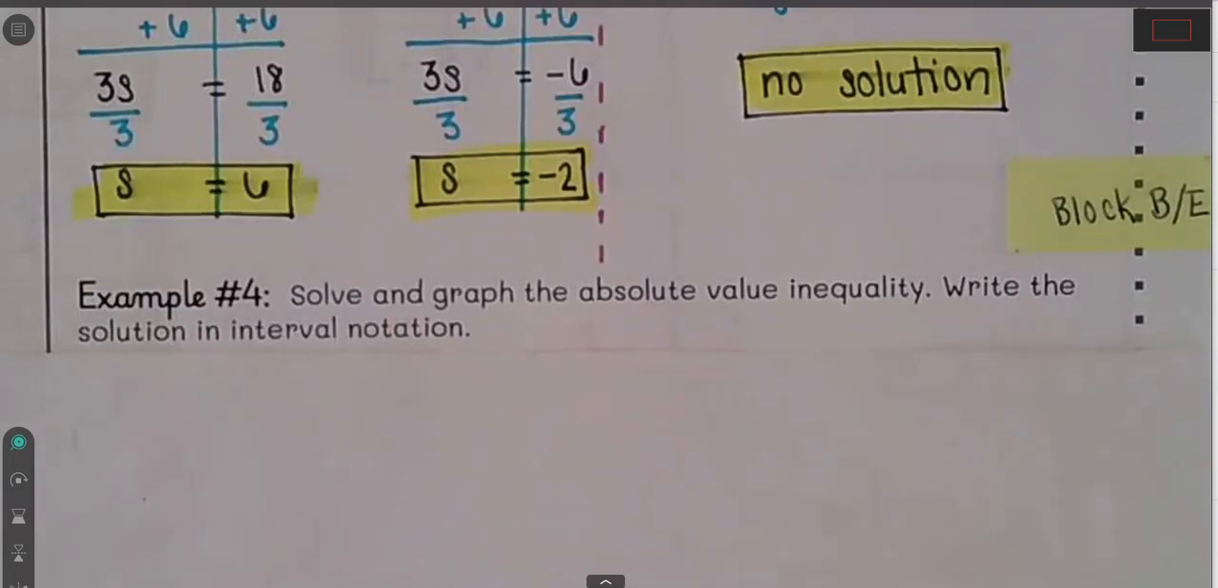All right, ladies. Example number 4. Solve and graph the absolute value inequality. Write the solution in interval notation.